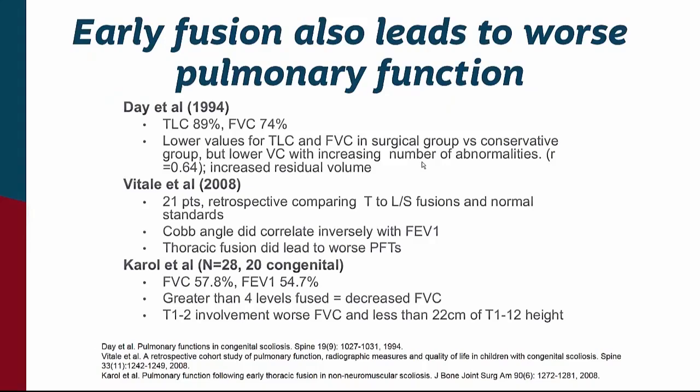There are several studies showing that early fusion also leads to worse pulmonary function. So fusion of more segments or even extending to T1 and T2 may be associated with worse pulmonary function. Dr. Carroll looked at it and found that ideally, as an indirect surrogate marker, a T1 to T12 height of 22 centimeters is ideal. And any fusions that prohibit or prevent this have more deleterious impact on pulmonary function.